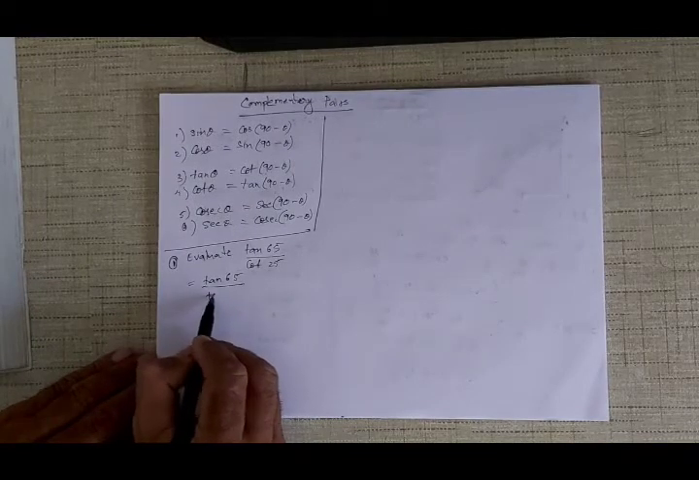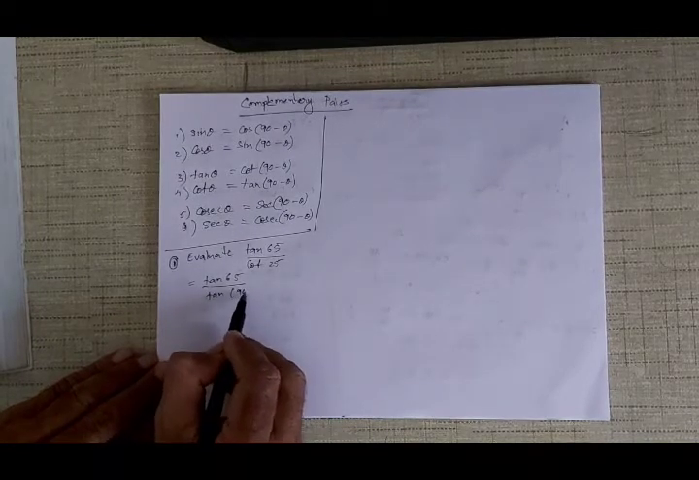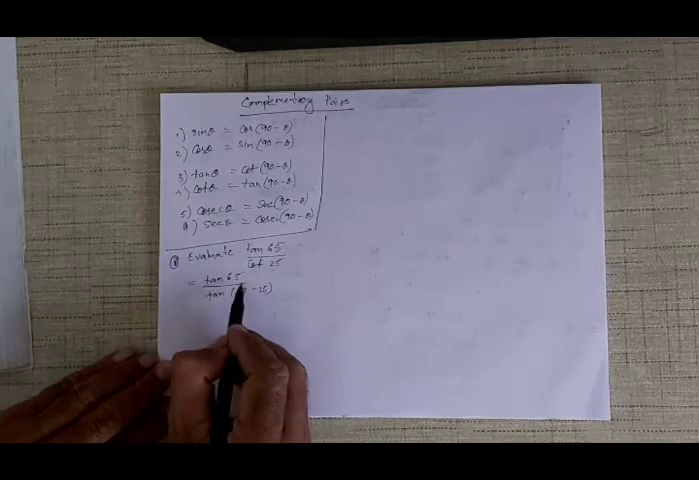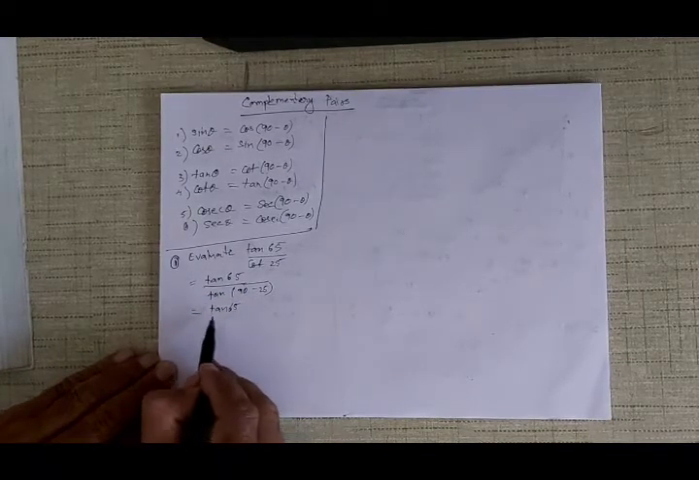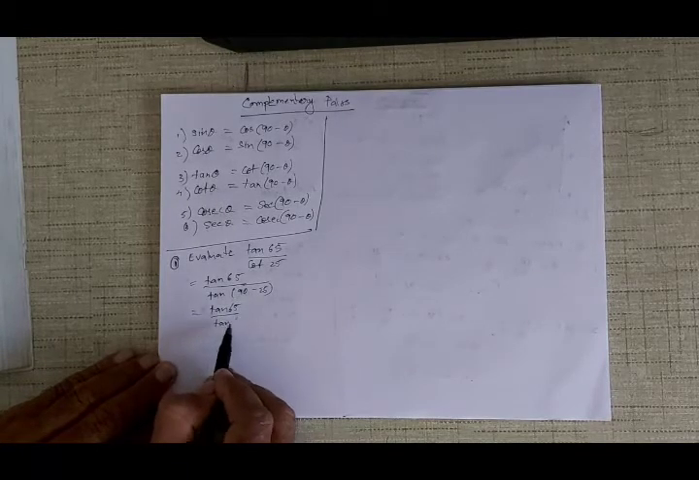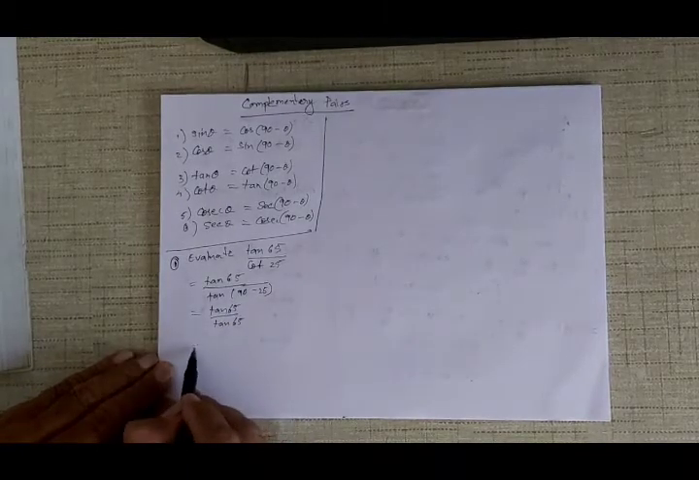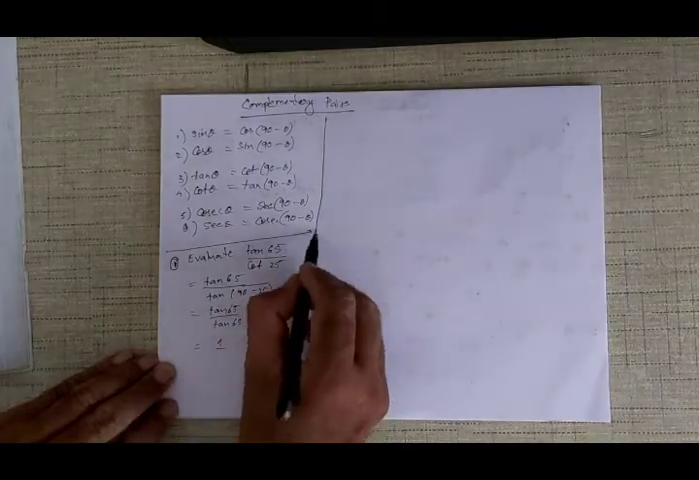Cot 25 will be equal to tan(90 minus 25). Tan(90 minus 25) is tan 65. So this will be tan 65 upon tan 65, and that is equal to 1.